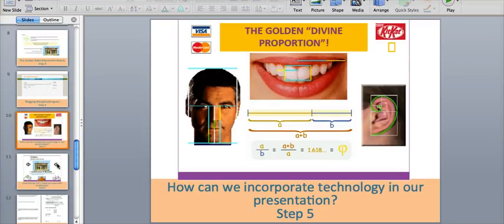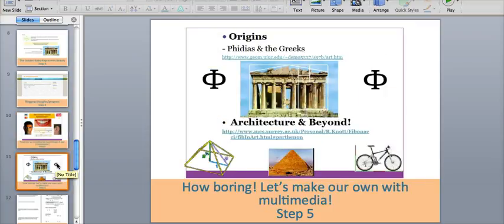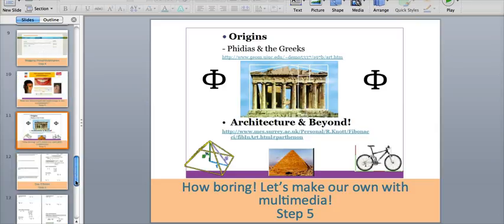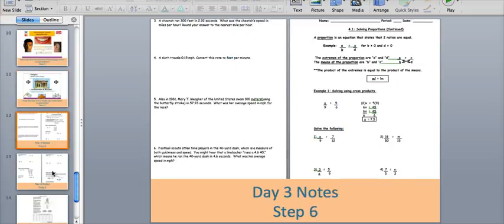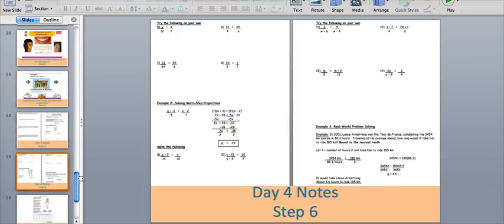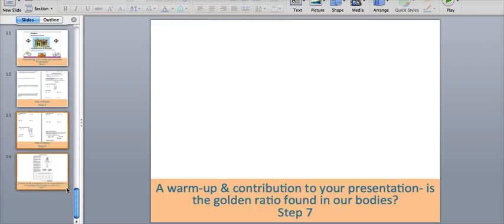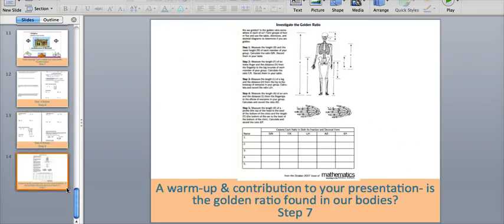This is step 5. Along with this, it's a presentation without any multimedia tools. You can see that there are links here, so students can take this and see how boring it is, and for theirs, come up with ideas to incorporate web tools into their presentation. Step 6 is continuing learning about ratios and proportions and solving them on their own. Step 7 is a warm-up, and they could use this for investigating the golden ratio in their own presentation.